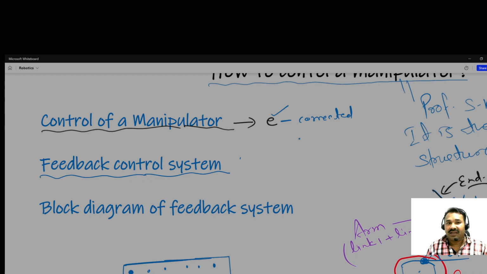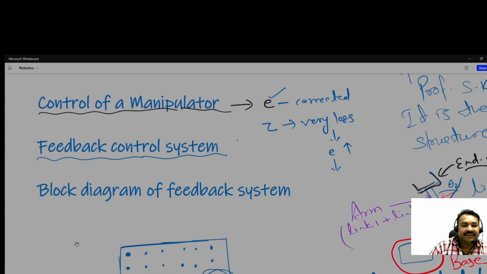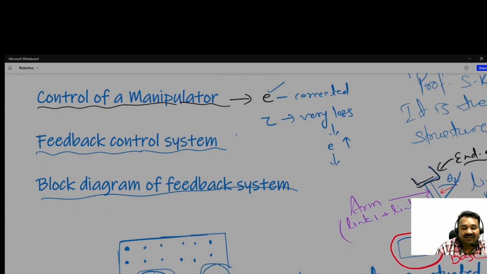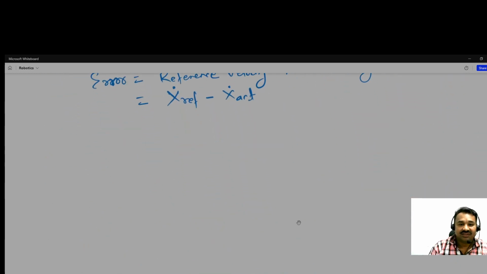And sometimes suppose the required torque is very less, and because of this the error increases. So what do we have to do now? We have to tell the robot, oh, you work hard and supply more torque so that this error can be minimized. Okay. So then the block diagram of the feedback system, through the feedback control system, we will come to know from this lecture.